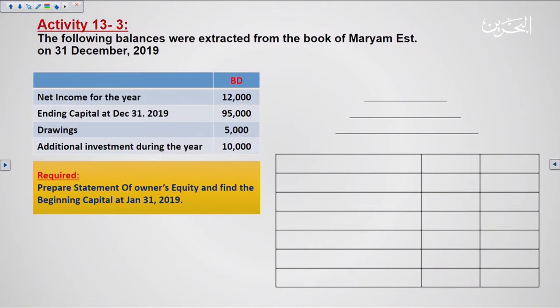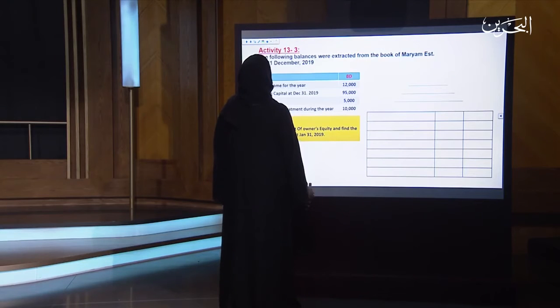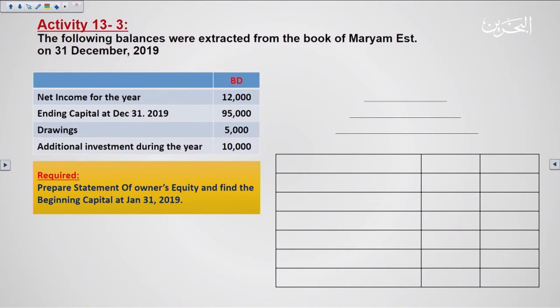Moving on to activity number 3. I want you students to focus on this activity because it has a little trick. First, let's see the question. The following balances were extracted from the books of Maryam. This is the name of the company. It was prepared for the period ending 31st of December 2019.